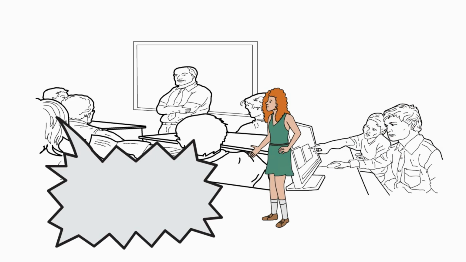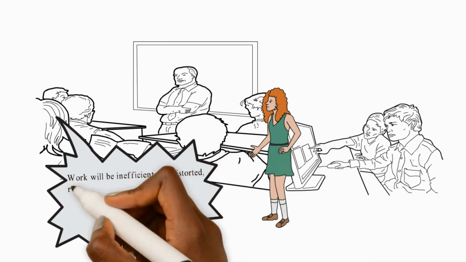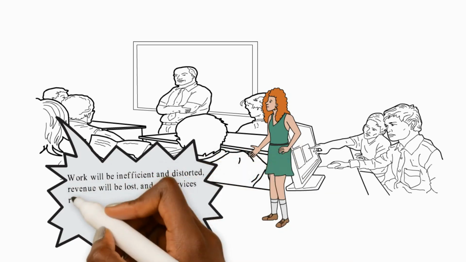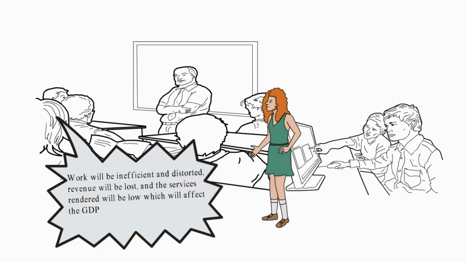Will the actions of the two lead to a low gross domestic product, distortions and inefficiencies, and revenue loss? Yes, they will. Apak himself is not effective and committed to the work. Aban's recommendation of Apak brought about a negative attitude among the officers in the department. Work will be inefficient and distorted. Revenue will be lost, and the services rendered will be low, which will affect the GDP. Very good analysis. You have done well, Elon.